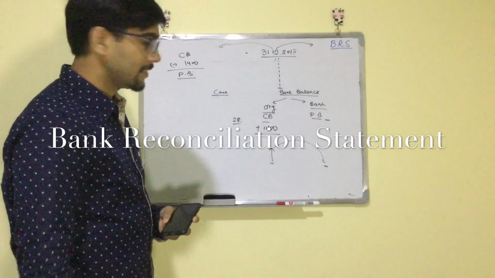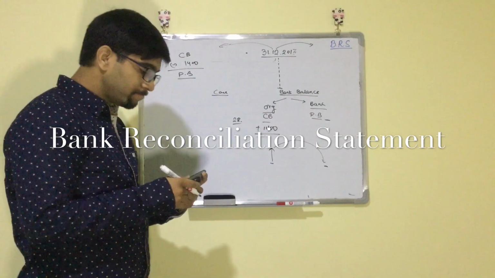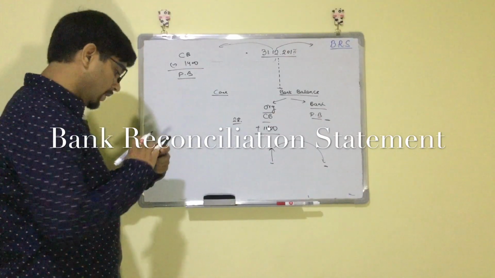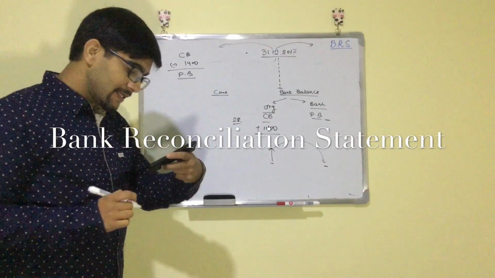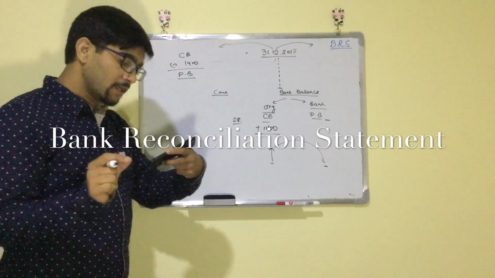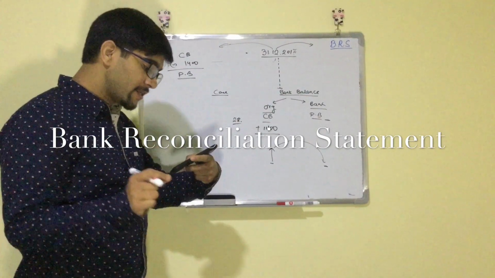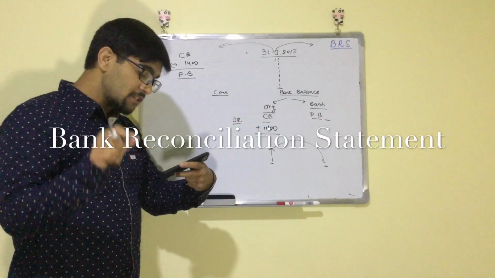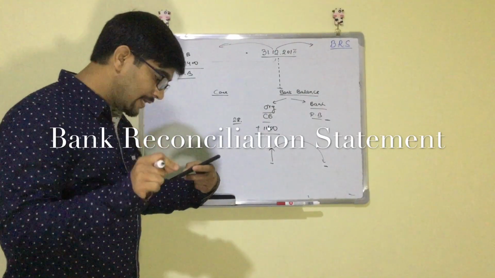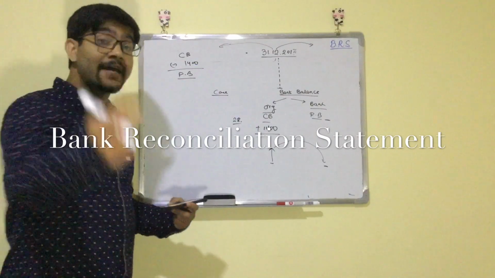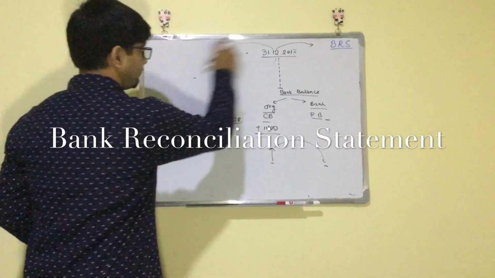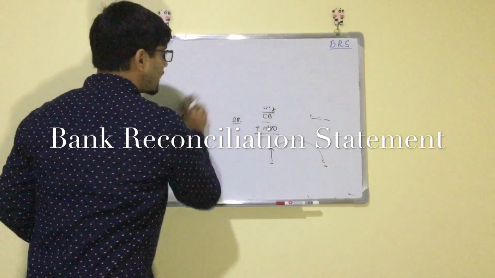I hope you understand this point. Now, moving to the next adjustment. Next adjustment is a check from David, $400, deposited in the bank on 26th December, but was dishonored, and advice was received on 2nd of January 2018. So let's understand this question.